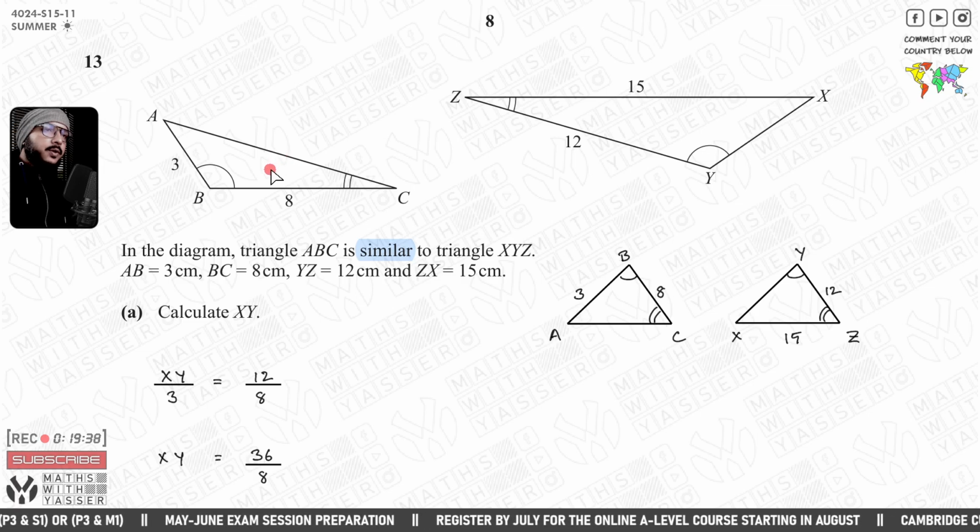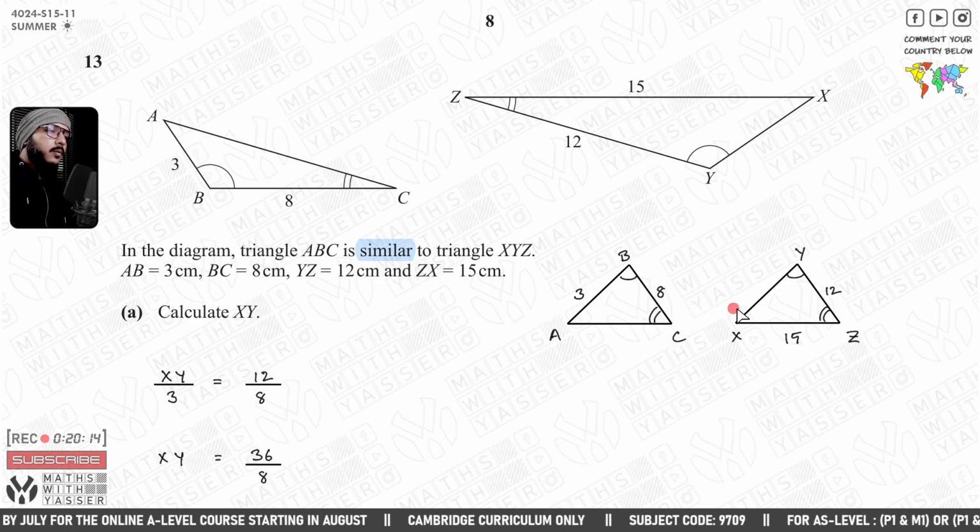Before we proceed to find the value of XY, I suggest that you draw two triangles next to each other representing ABC and XYZ such that these angles are placed in their respective positions. So first we draw ABC, and then we have one arc for this angle and two arcs for angle C.